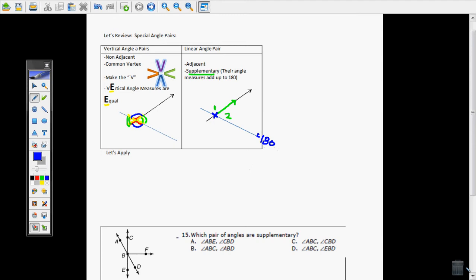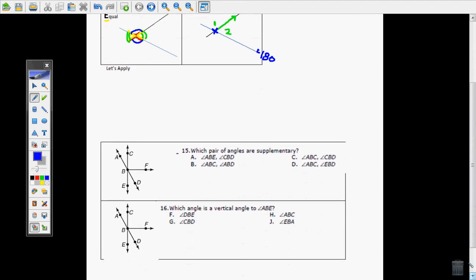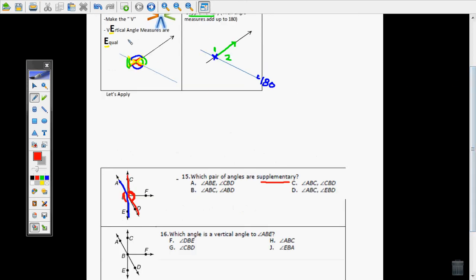So now that we know that, we can jump into problem number 15, where we are asked to refer to the figure and figure out which pairs of angles are supplementary. So let's look first at angle ABE, which is this one right here, and then compare it with CBD. ABE is talking about this angle, CBE is this one. Now, these angles are not supplementary. They fall in the category of vertical, so we can rule out A.